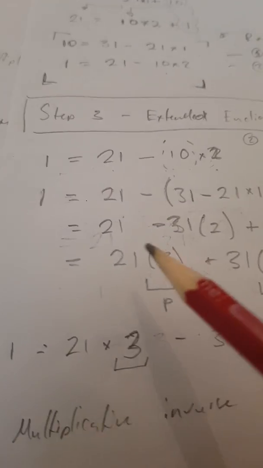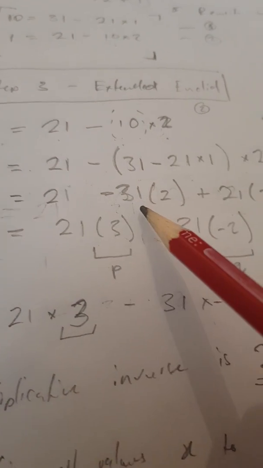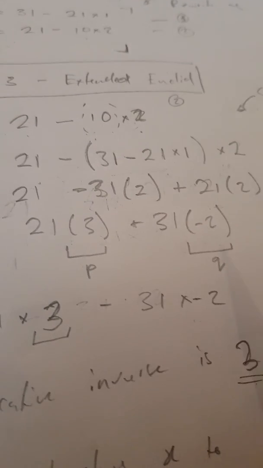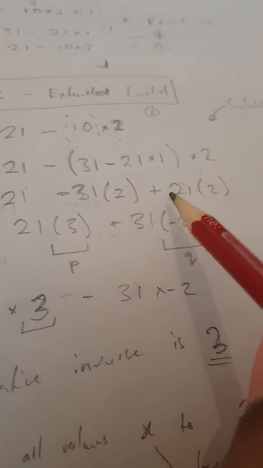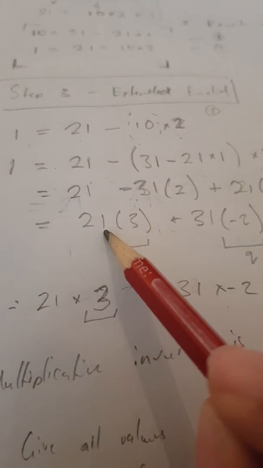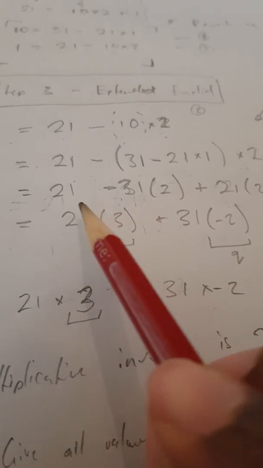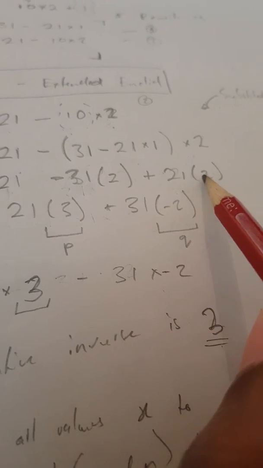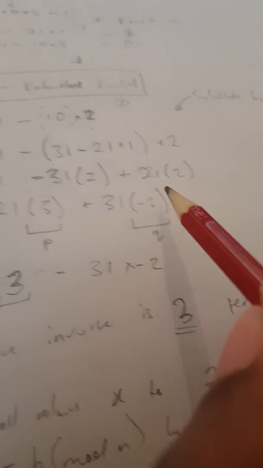Next, let's pull out the minus sign. So you have 21 minus 31, and remember, we're multiplying by 2, and don't combine. As I said, don't combine. So 1 equals 21 minus 31 times 2 plus 21 times 2. Okay, now here's the trick. Remember, I said to combine. We have here 1 times 21, and we've got 2 times 21. So we have to combine. We combine like terms, like we do in algebra.